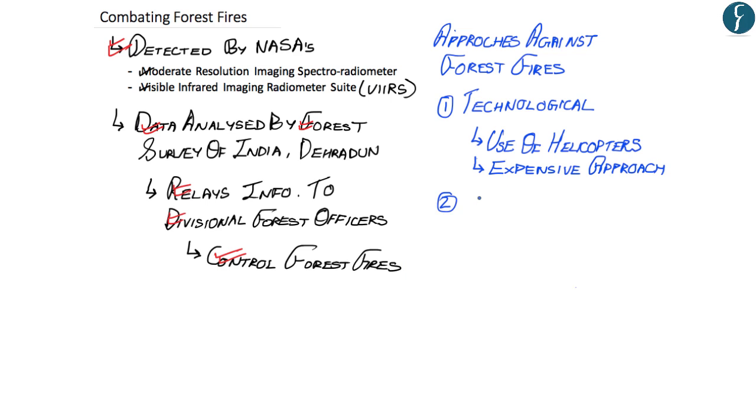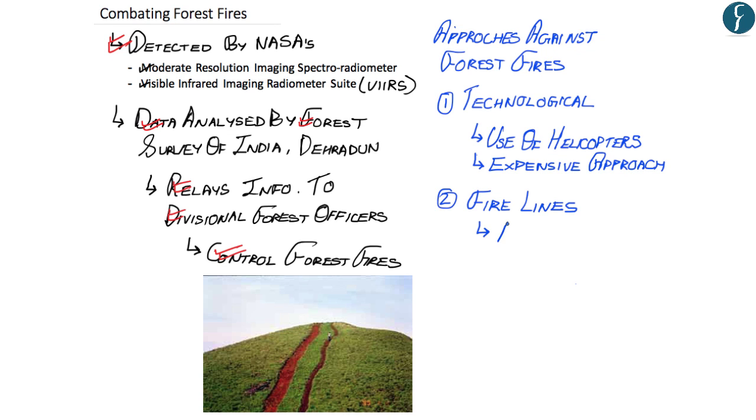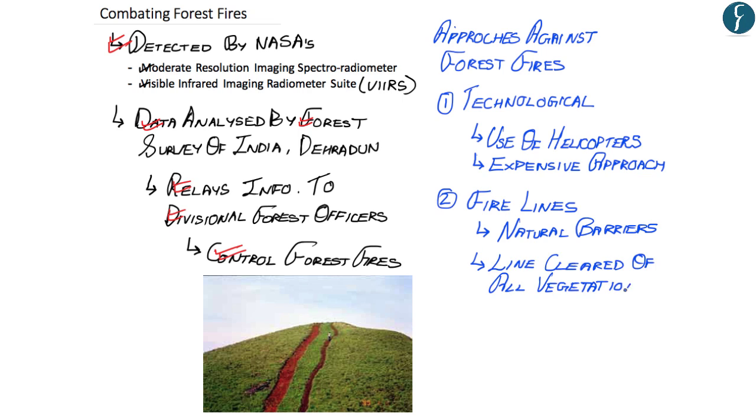Now the second approach is to contain forest fires through the use of fire lines. Under this approach, natural barriers such as streams, roads, bridges are formed along the hillsides or the plains. So basically a fire line is a line through a forest which has been cleared of all vegetation, wherein it divides the forest into various compartments, and assuming that the fire has engulfed this compartment, the fire line ensures that it does not spread to this compartment.